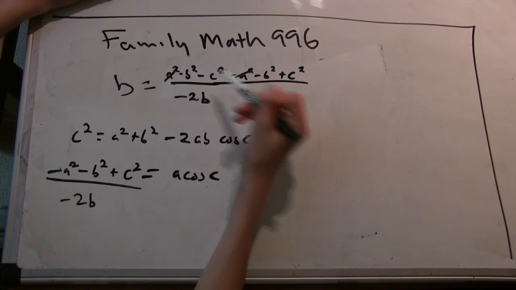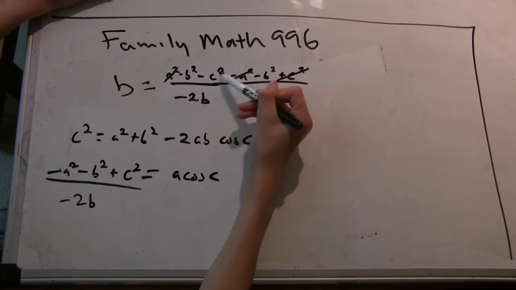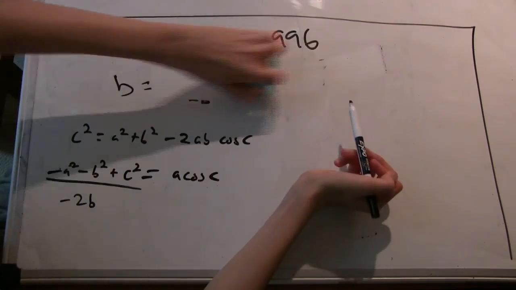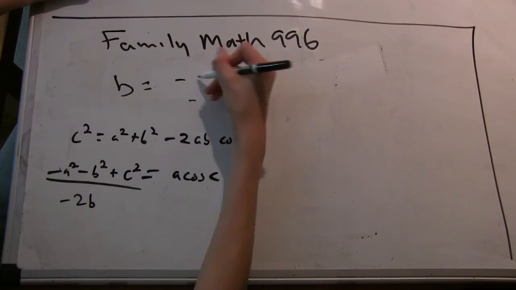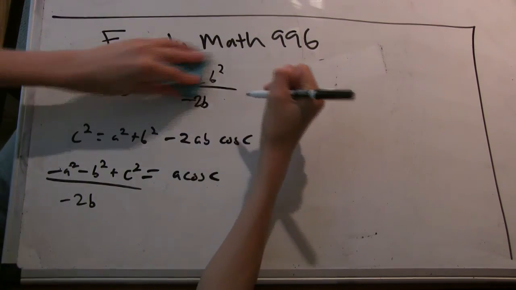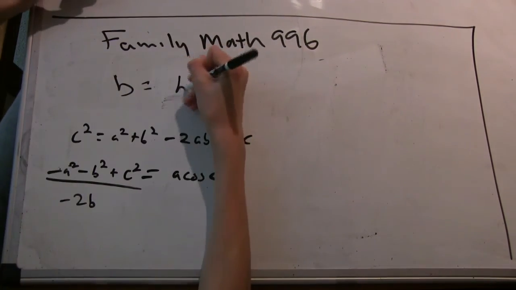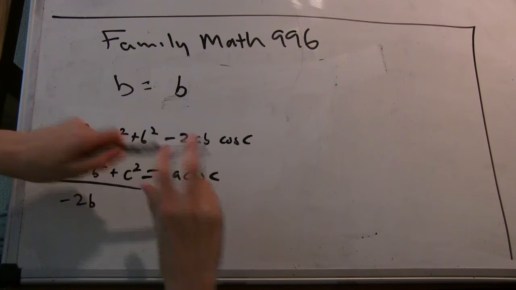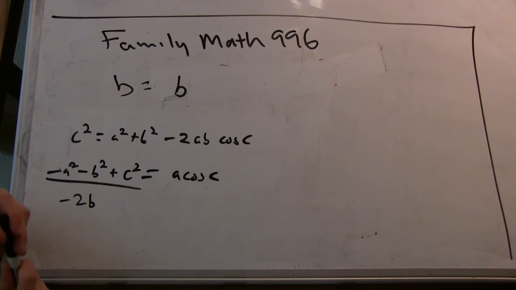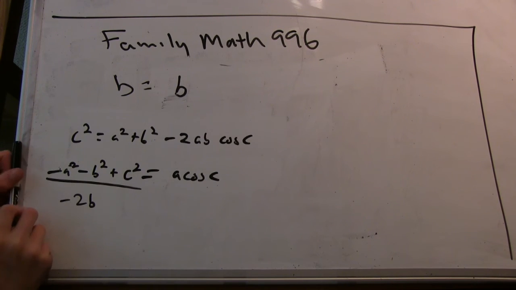These cancel out, and the c squared cancels out. So we're left with negative 2b squared over negative 2b, and this simplifies to b. So since the equation equalizes this, it's true always. That means our original equation was true. Okay, nice. Wow, that's really great work.